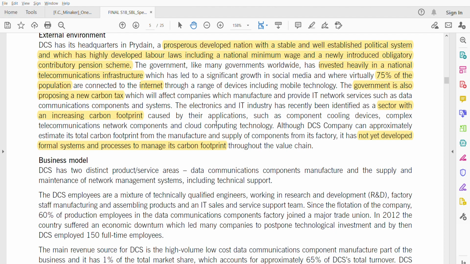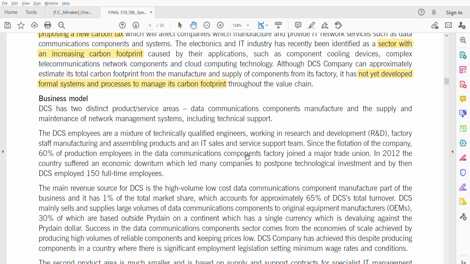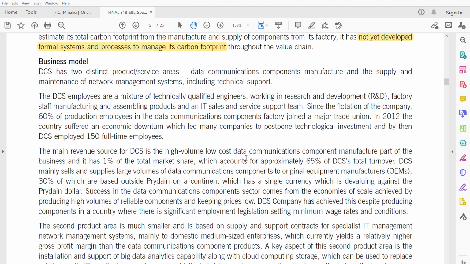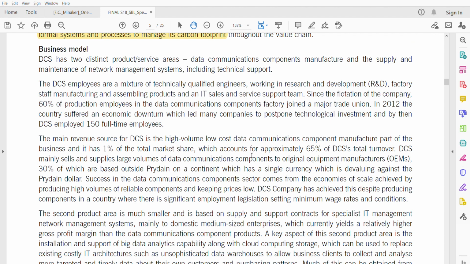Now let's go to the business model. DCS has two distinct product service areas. This was given in the introduction itself. One is data communication component manufacture and the supply and the maintenance of network management system, including technical support. No need to highlight this. I have already highlighted this in the introduction. Or if you haven't highlighted it in the introduction, you can come and highlight here, right? Because the same information is repeated here.